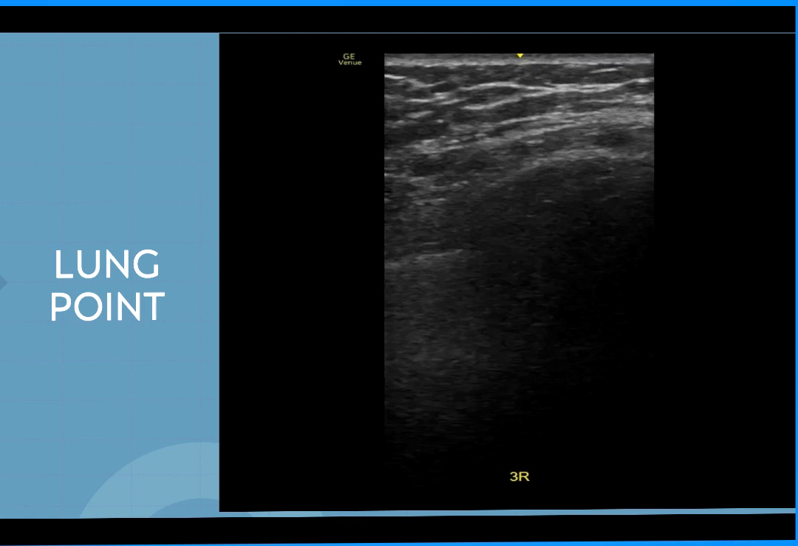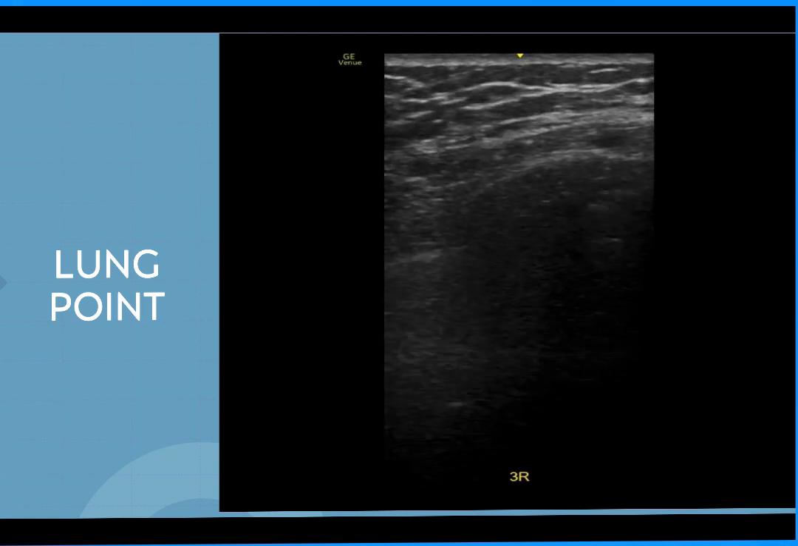So these conditions can potentially abolish lung sliding. Examples of these conditions, we've already talked about. One, pneumothorax. In ARDS, you can also have no lung sliding. In pulmonary fibrosis, you can have no lung sliding. And in a particularly large consolidation, sometimes you can also have no lung sliding.